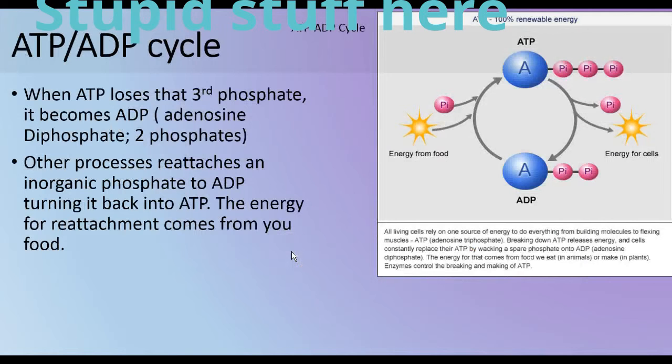So how does our cell do work using ATP? And so we get into this thing called the ATP-ADP cycle. Now, I didn't repeat myself. ADP is very similar to ATP.